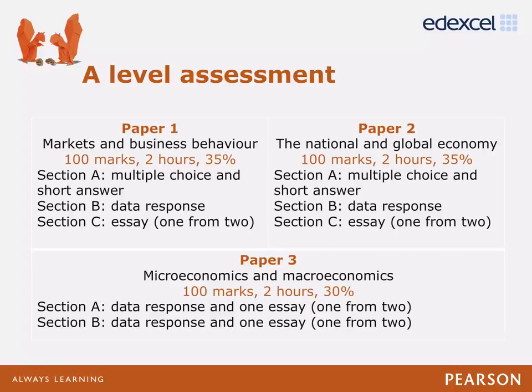This slide summarizes the A-level assessment model. There are 3 exam papers for A-level. Paper 1 assesses content from Theme 1 and Theme 3. Paper 2 assesses content from Theme 2 and Theme 4. And Paper 3 brings content together from across the A-level course.